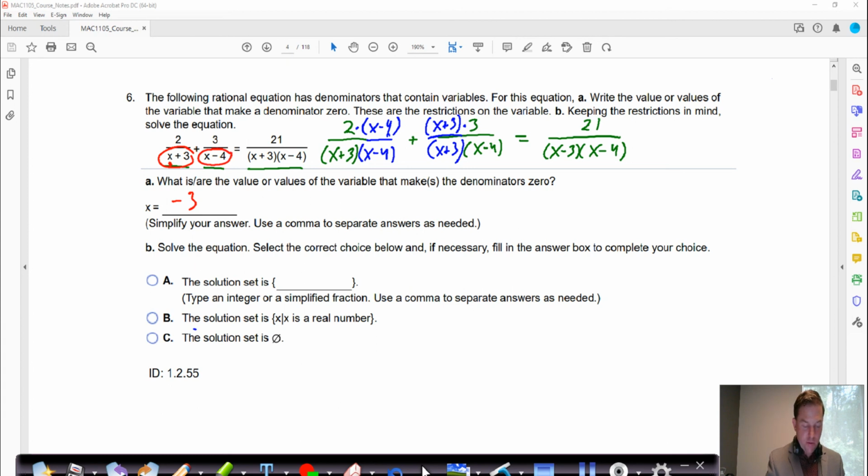Now we look at x minus 4. The number for x that would make that 0 is positive 4. So if I have 4 minus 4, it would be 0. So I have to restrict those two numbers.